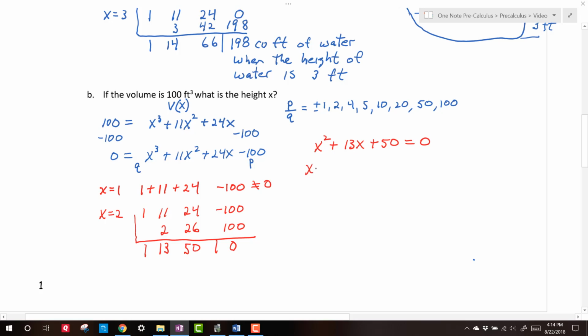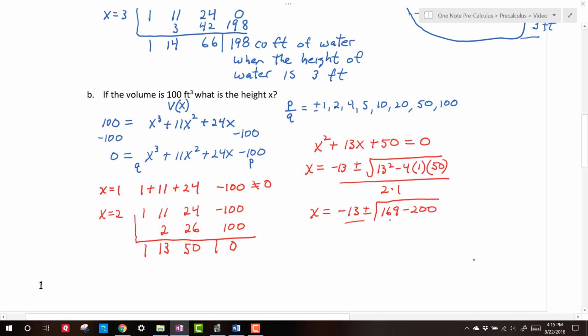So we're going to do x equals negative 13 plus and minus the square root of 13 squared minus 4 times 1 leading coefficient times 50. All right, and we're going to get over 2 times 1. Now, I already know we have a problem here. Check out what happens inside the root. Negative 13 plus or minus. 13 squared is 169, and 4 times 50 is 200. So if I subtract 200, I now have a negative number inside the root. Not possible.